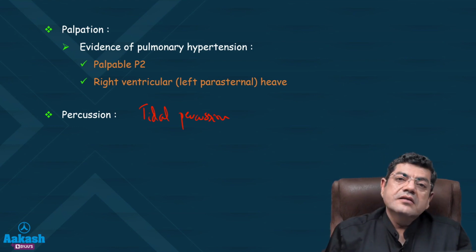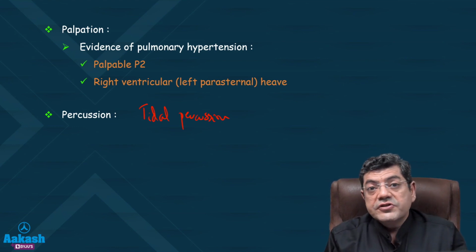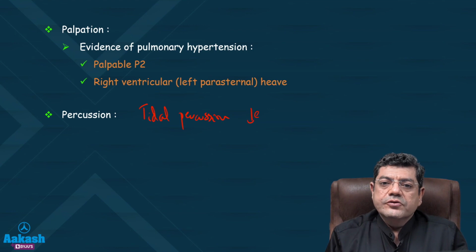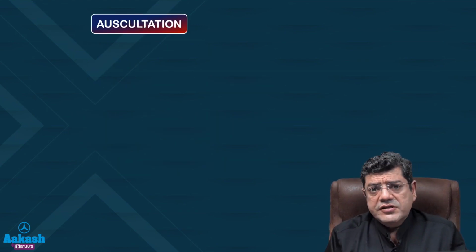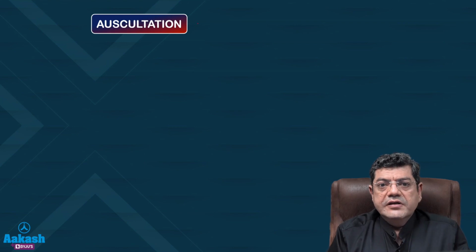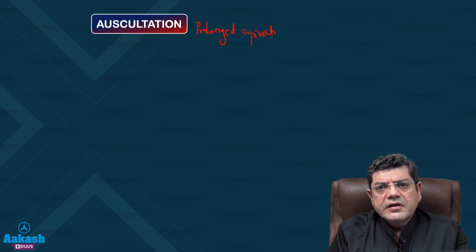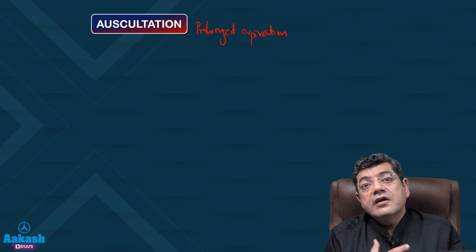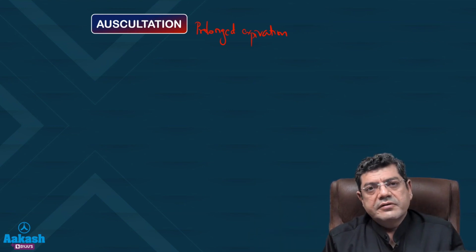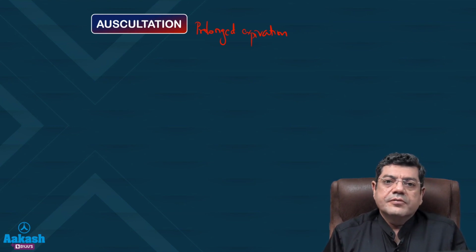Okay. Another thing that you will see is that superficial cardiac dullness would be reduced because of hyperinflation. On auscultation, what you will hear is prolonged expiration. It's more of an expiratory abnormality, obstructive airways disease. So in the expiratory phase, the lung empties very slowly during expiration. So you will hear prolonged expiration.